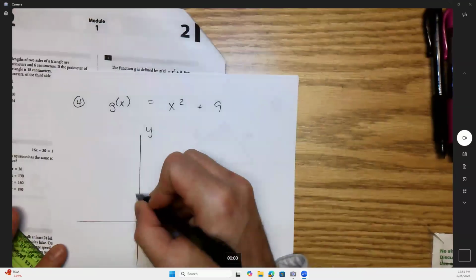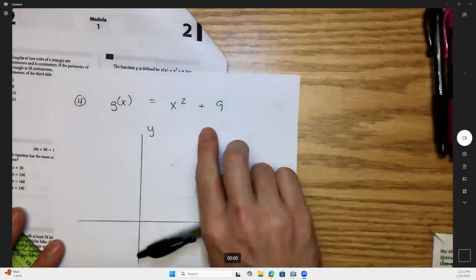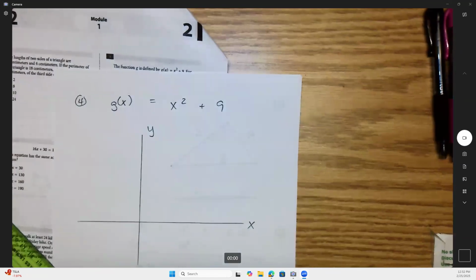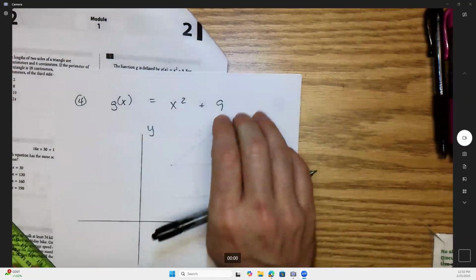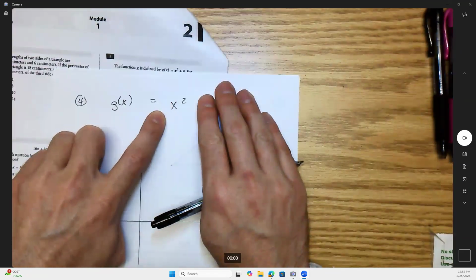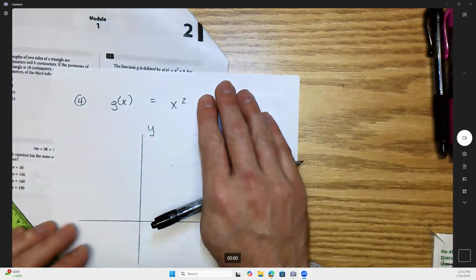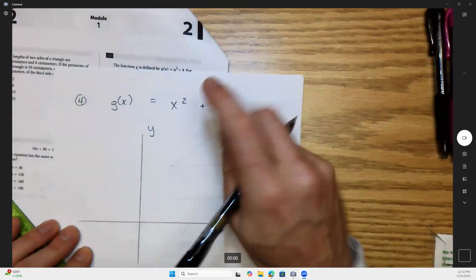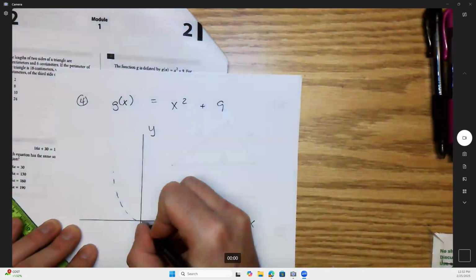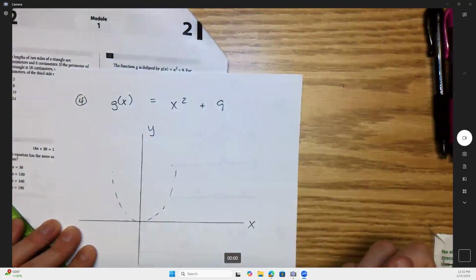Yeah, starts at 0, 9, parabola. Here, let me get rid of this 9 for a moment. If you're ever not sure what a graph looks like, you can just plug in values for x and start plotting points, and the graph will emerge. So if you plug in 0 for x, 0 squared is what? 0. Then 1 squared is 1, 2 squared is 4, 3 squared is 9. So y equals x squared looks like that parabola.